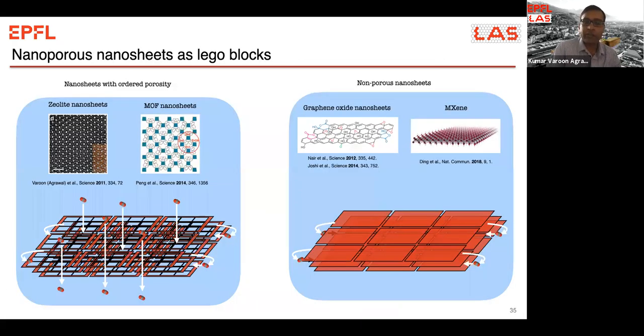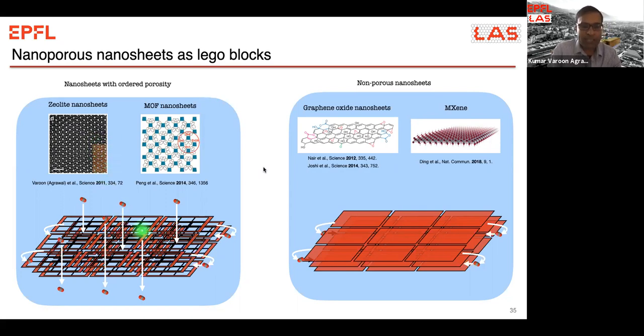Okay, so I will take a very quick explanation of what we are doing in terms of nanoporous nanosheets in our research group. Essentially, the focus is to develop membranes by stacking these nanosheets, but compared to, for example, graphene oxide nanosheets or MXene, the idea is that these nanosheets should be porous, and the porosity should be ordered so that we can get selectivity based on size sieving from the pore itself, right?